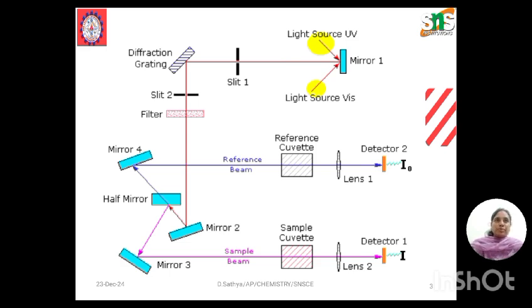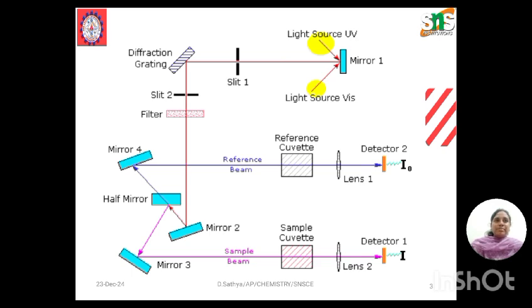A diagram of the components of a typical spectrophotometer is shown here. A beam of light from a visible or UV light source is separated into its component wavelengths by a diffraction grating. Each monochromatic beam is split into two equal intensity beams by a half mirror device. One beam is the sample beam.